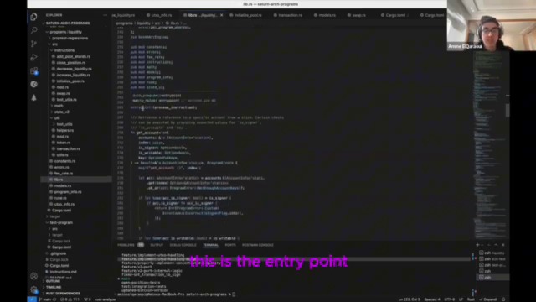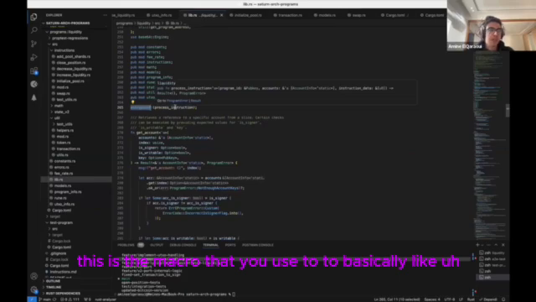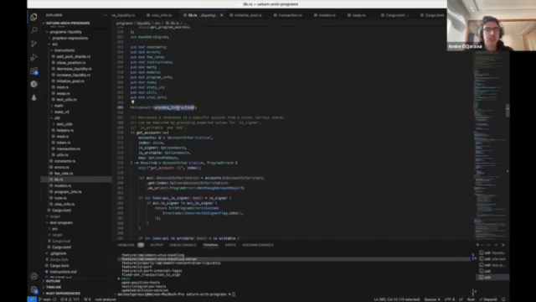Okay, so this is the entry point. This is the macro that you use to indicate to the network that this is the function that we need to run.